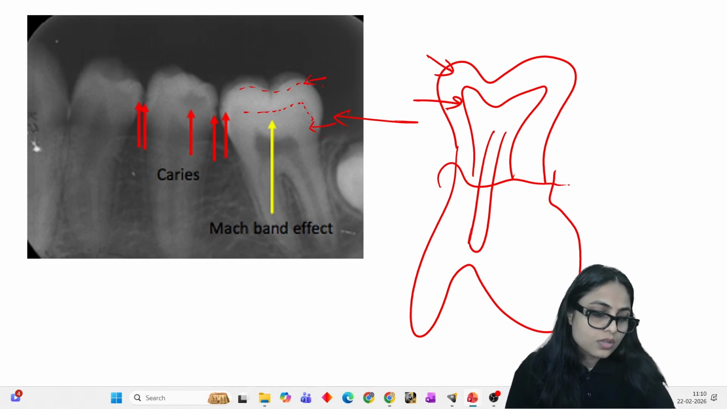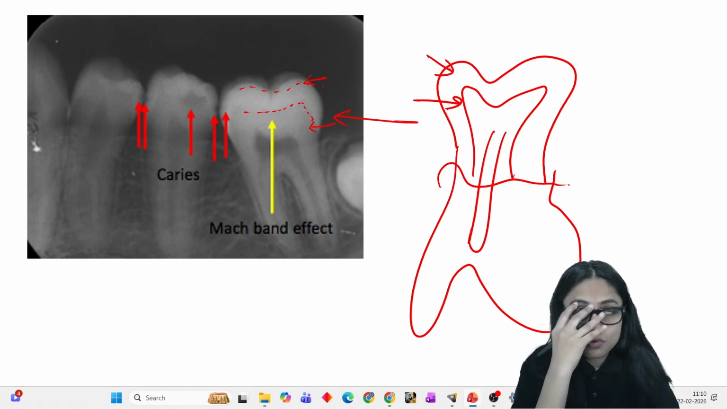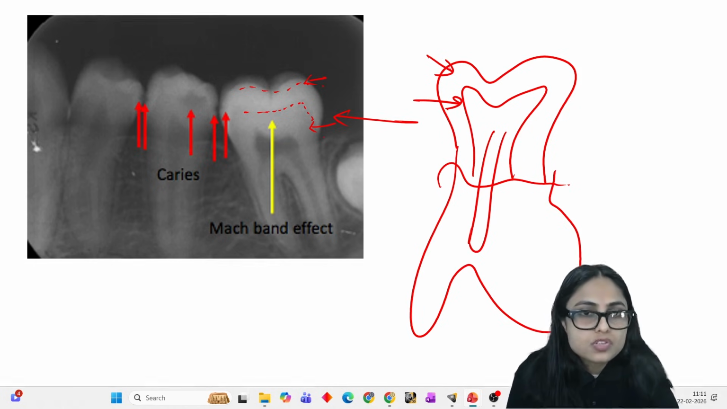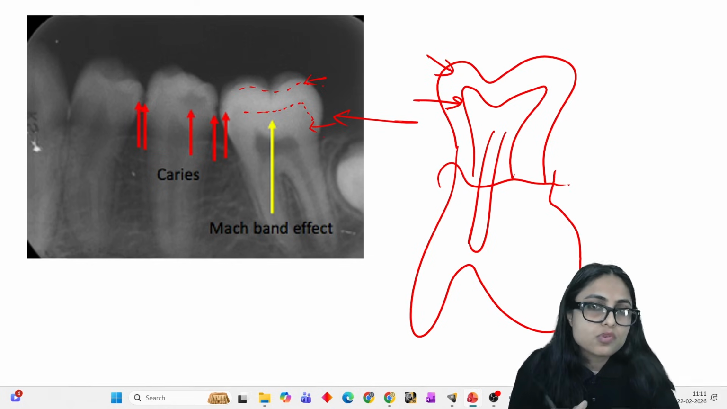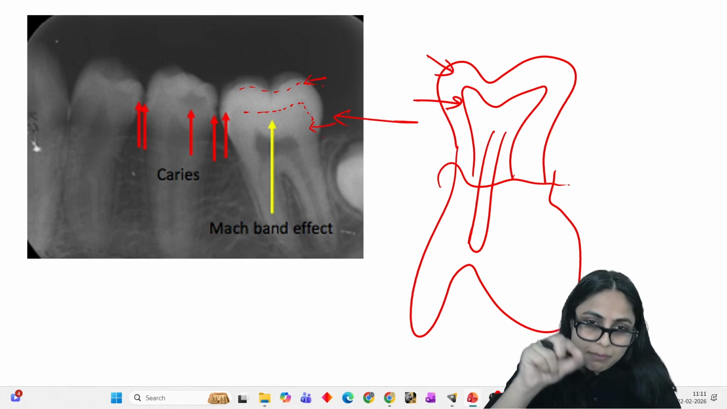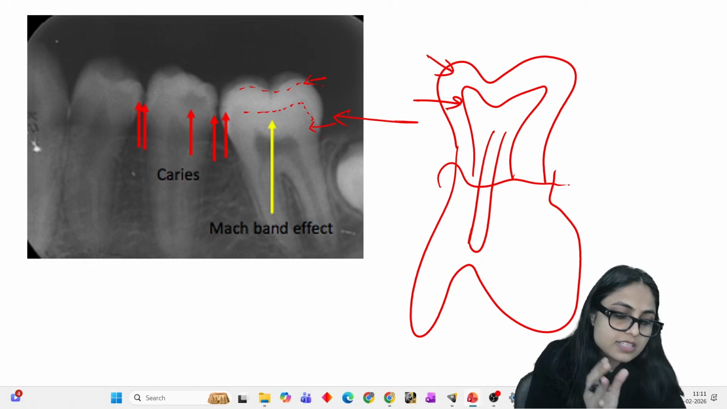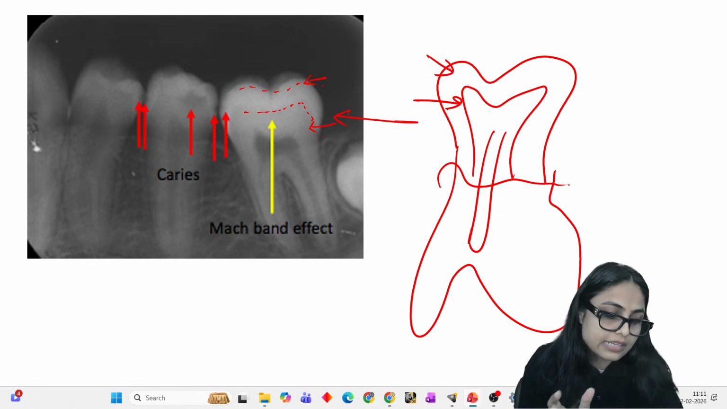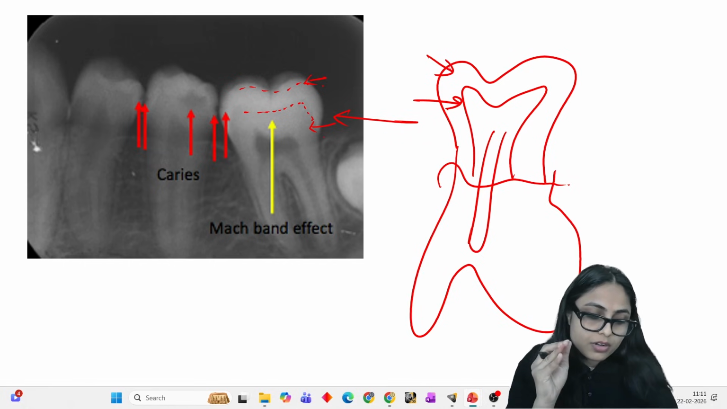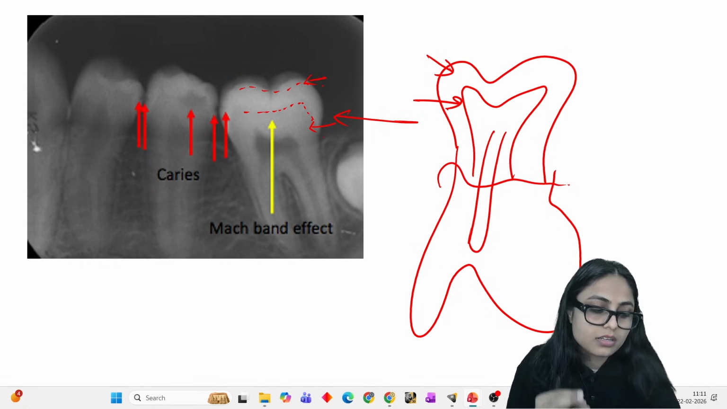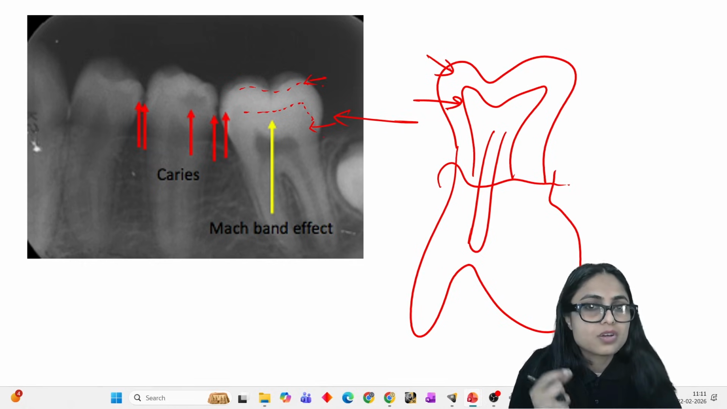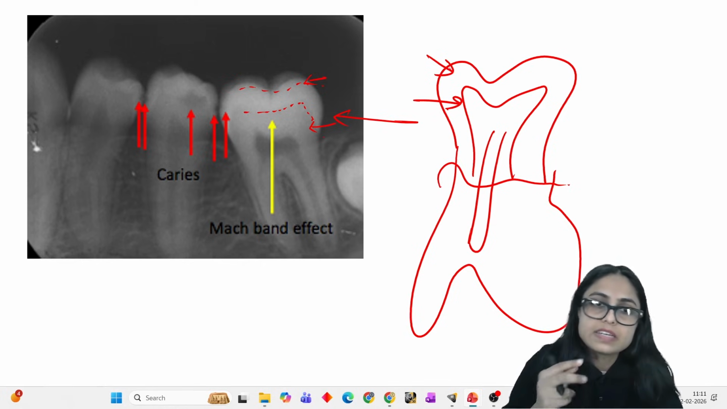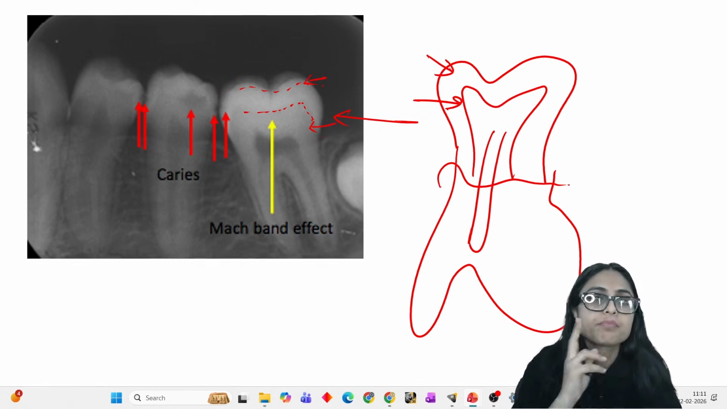Now, what is the significance or importance of the Mach band effect? Sometimes this Mach band effect can give us a false positive diagnosis for caries. So while evaluating the radiograph for evidence of decay, you need to be very careful whether it is a Mach band defect or it is decay.